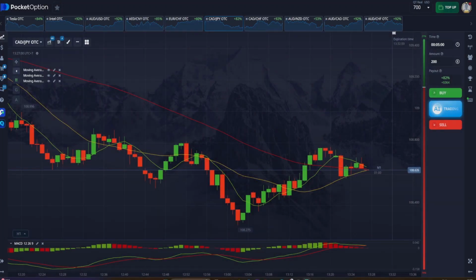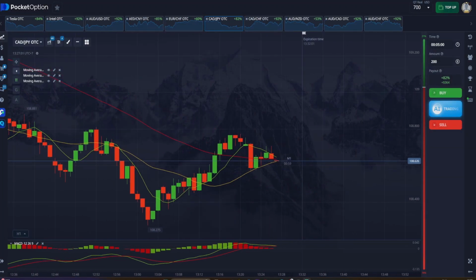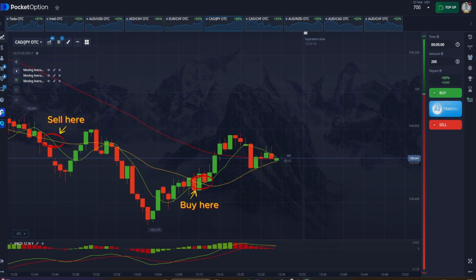All right, traders, the application of this strategy is straightforward, but it demands absolute discipline and execution. Step 1. Focus on the green line on your chart. This is the 7-period moving average. It acts as both your trend guide and your primary signal trigger. When the green line crosses the yellow line, the 20-period MA, that's your cue to enter a trade. If the green line crosses above the yellow line, that's a buy signal. If the green line crosses below the yellow line, that's a sell signal.